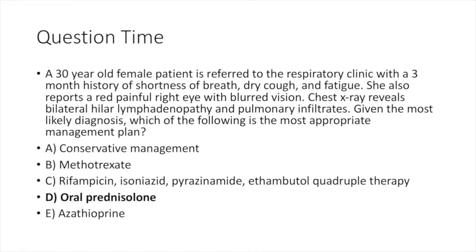Methotrexate can also be used later on in the disease and is definitely not first line. Equally with azathioprine, you wouldn't use that starting off. You may use it as a steroid-sparing agent later on. And C is treatment for tuberculosis, and this doesn't sound like tuberculosis at all.